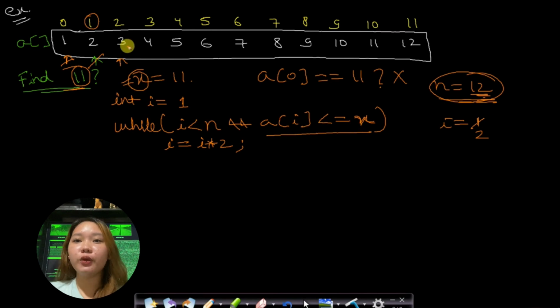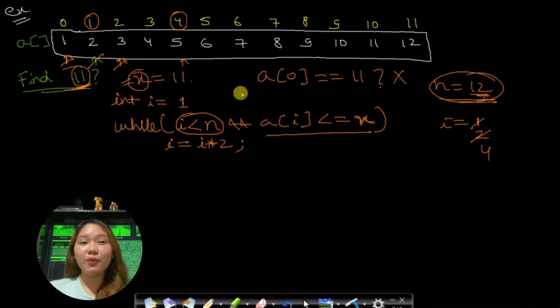Now we can see that this value I, 2, is less than n, so this is true, and a at I, that is 3, is less than or equal to this 11, so this is also true. Therefore, we will increment this I and this will become 2 times 2, which will be equal to 4. So now we will move to 4.